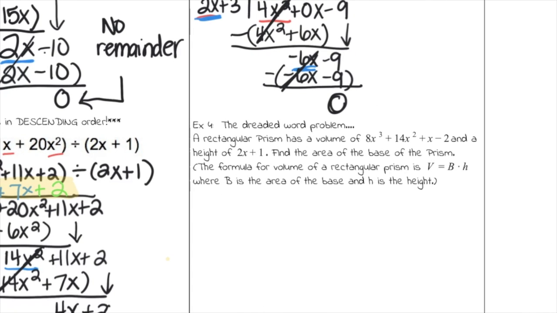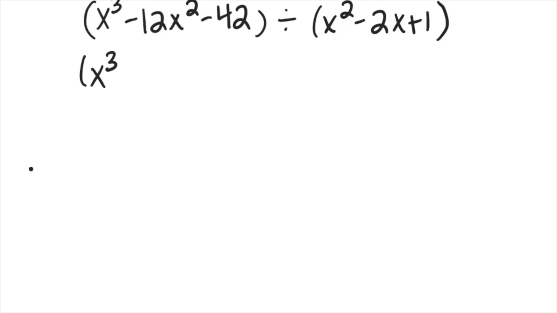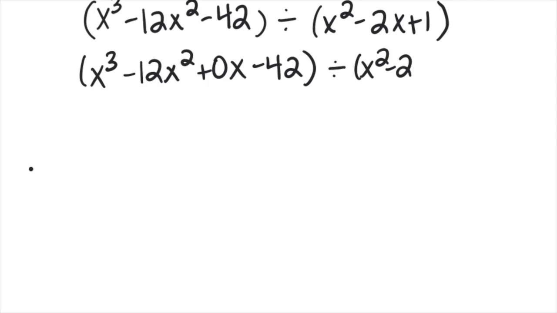All right, so before we do the word problem for number 4, I'm going to do one more. I want to do one that does have a remainder and talk about how we set that remainder up. So I'm just going to use a separate piece of paper, and my problem is going to be x to the third minus 12x squared plus 42, and I'm going to be dividing by x squared minus 2x plus 1. All right, so I need to definitely put that placeholder in for the x piece. So I have x to the third power minus 12x squared plus 0x minus 42. And we're going to be dividing that by x squared minus 2x plus 1.